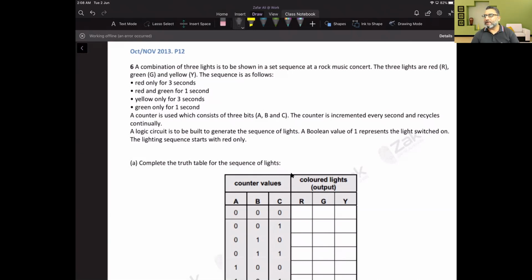The counter is incremented every second and recycles continually. A logic circuit is to be built to generate a sequence of lights. A Boolean value of 1 represents the light switched on. The lighting sequence starts with red only.